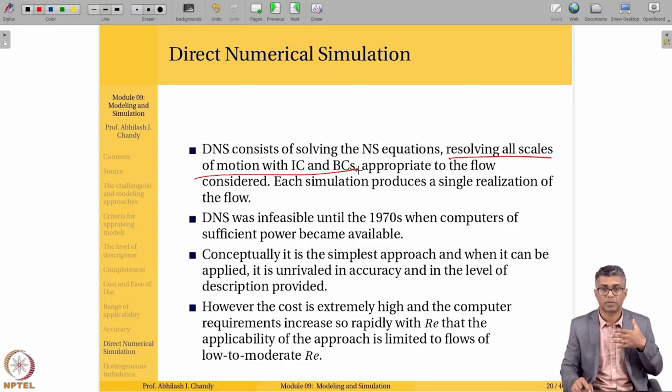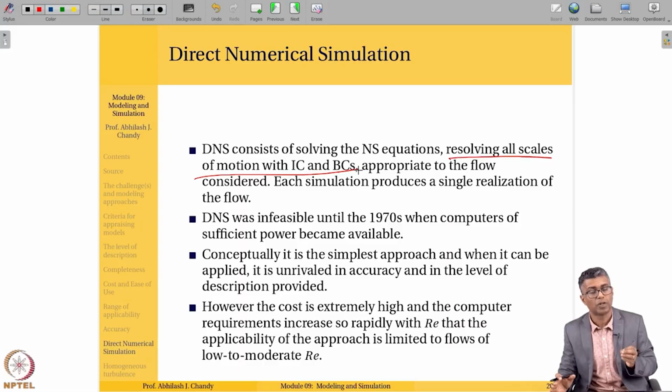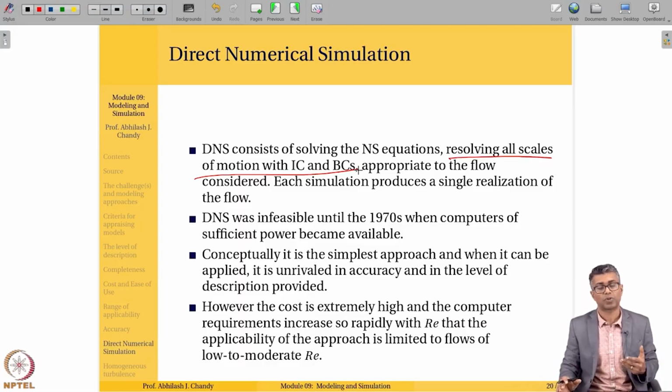Now, until about 30-40 years ago, DNS was just completely not possible because computing power was not available at that time, right? So until about the 1970s, you couldn't even think of a DNS. Now, conceptually, if you think about it, it is the simplest approach because all you're doing is solving the Navier-Stokes equations. All you need is the properties of the fluid. That's it. No specification of additional constants, no tuning factors, nothing. It is the simplest approach in that sense, conceptually.